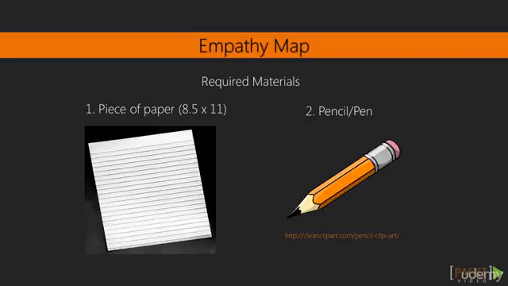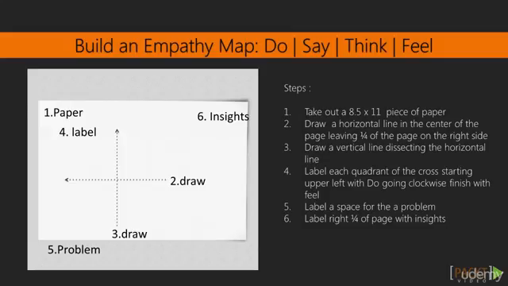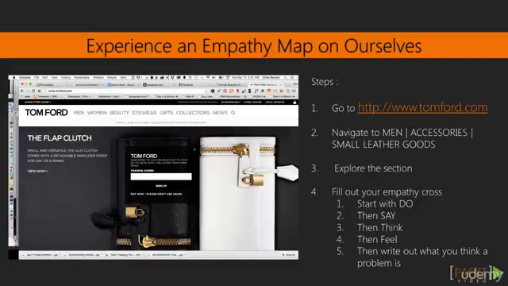Get out a piece of paper and a pencil. We're going to build an empathy map for ourselves. Draw on the piece of paper a cross. In the upper left square of the cross, label it say. In the lower left, label it do. In the upper right, label it think. And the lower right, label it feel. So it goes do, say, think, and feel. On the lower half, place a statement that says problem, and then you also want to give yourself a portion where you can leave insights. Good. Once you've done this, let's go test this process.